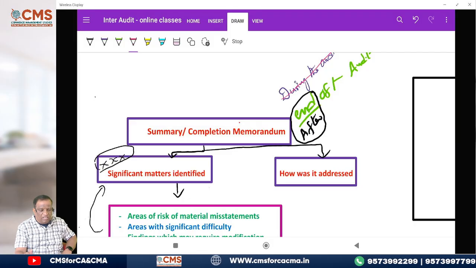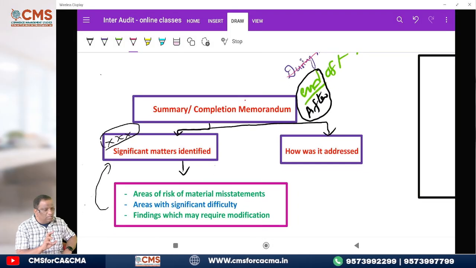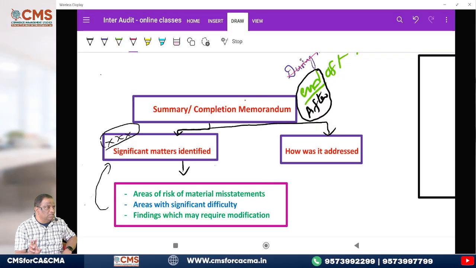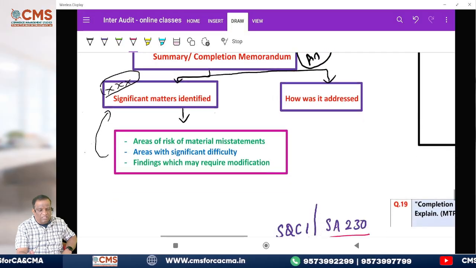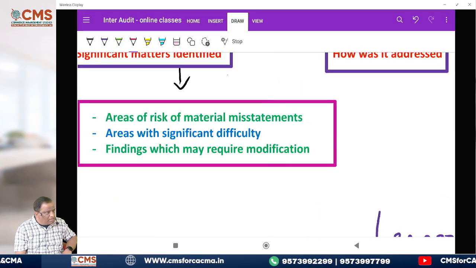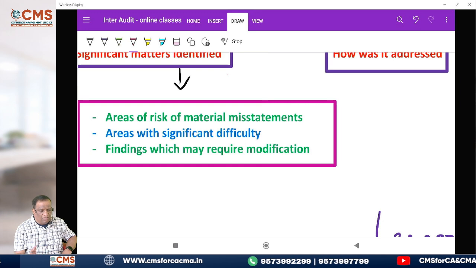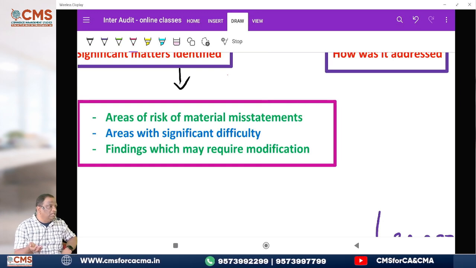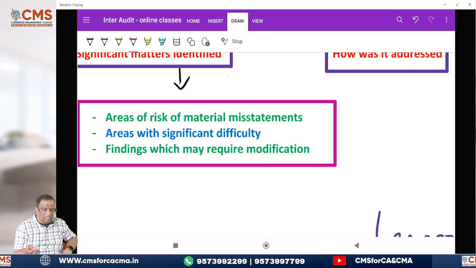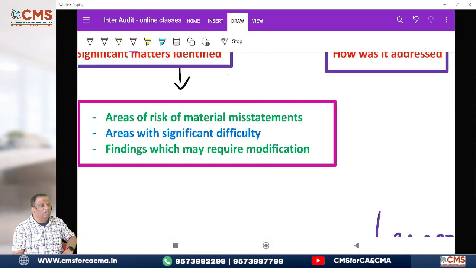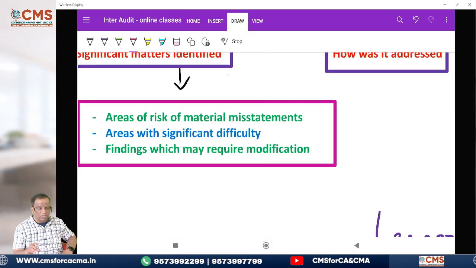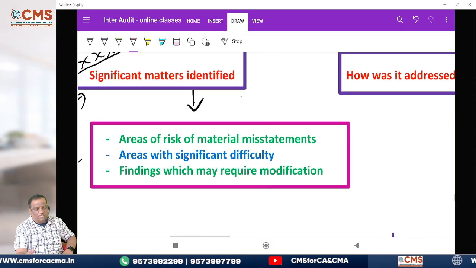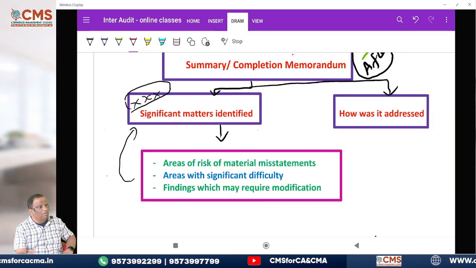And what should it contain? Simple: significant matters noticed and how they were addressed. And what are those significant matters? Areas of risk of material misstatement, where the risk of misstatement was high; areas with significant difficulty in gathering the evidence; and findings which may require modification, important observations. These 3 points must be there in your completion summary.